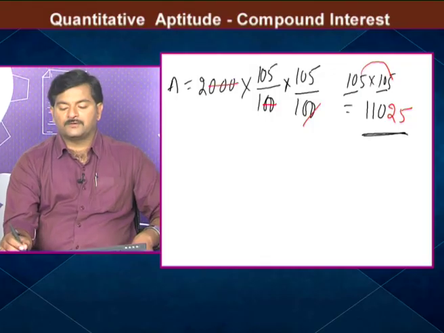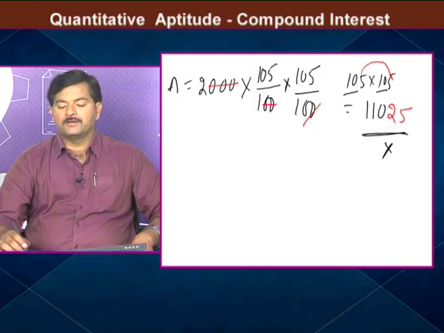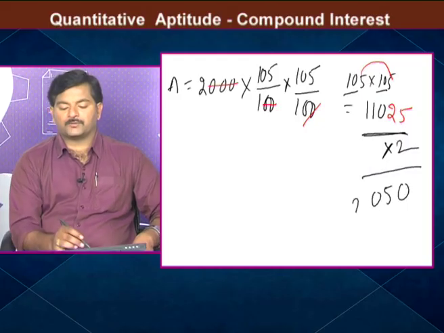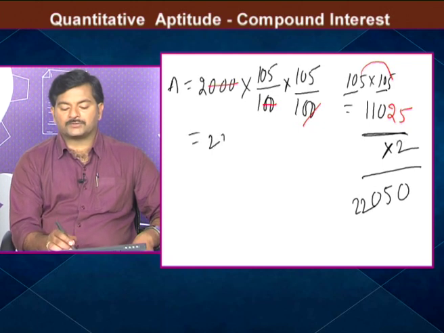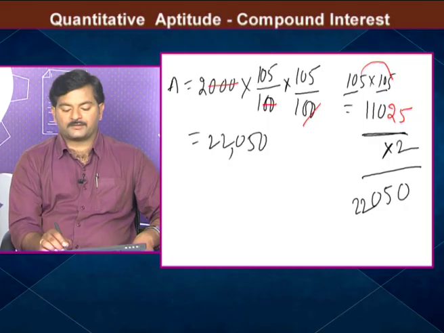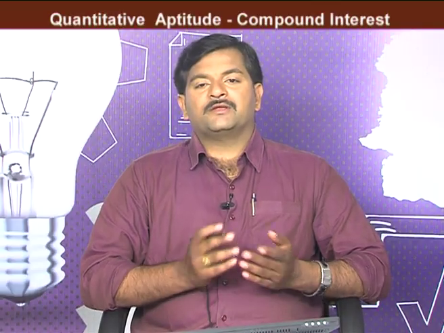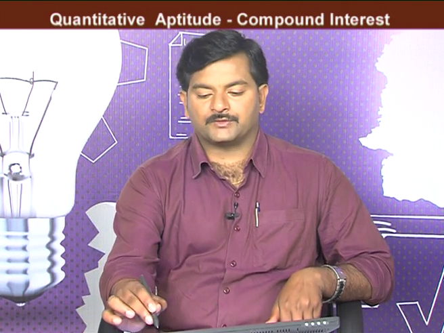But this value we have to multiply with 2. Okay. If I multiply with 2, what am I getting? Hence, the final answer is 22,050 rupees. So this was the amount, what he asked to find. This is the amount he is going to get after 2 years. For example, in the same question, if he asked to find the compound interest, what will he do? Principal amount is 2,000, amount is 22,050. Hence, interest is equal to 2,050 rupees.